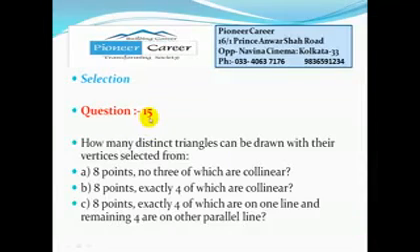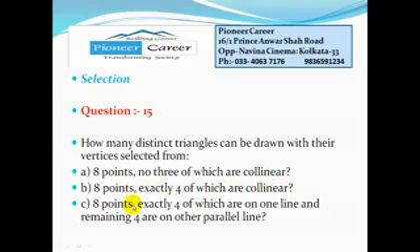Next question is question number 15. How many distinct triangles can be drawn with their vertices selected from: question A, 8 points, no 3 of which are collinear. Question B, 8 points, exactly 4 of which are collinear.